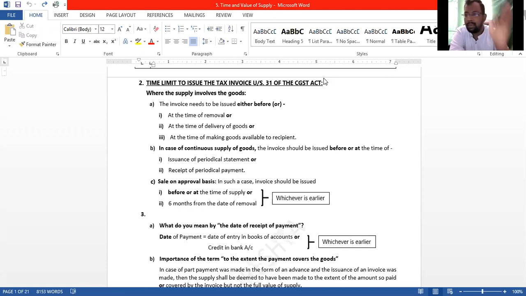Here we are neither handing over the goods immediately nor delivering the goods to the recipient's premises. We are just making the goods available to the recipient.